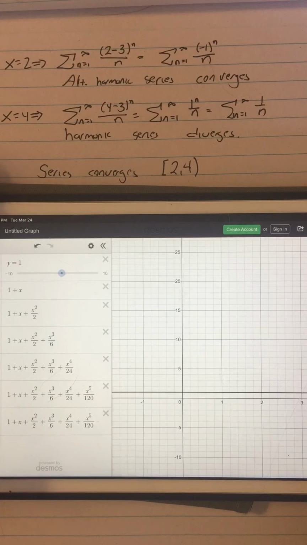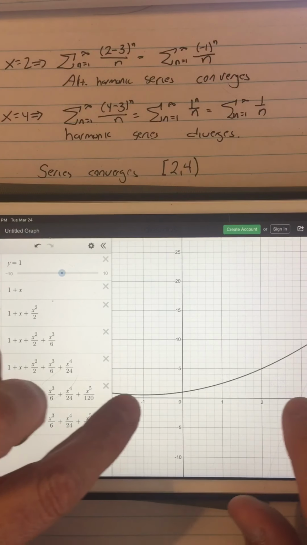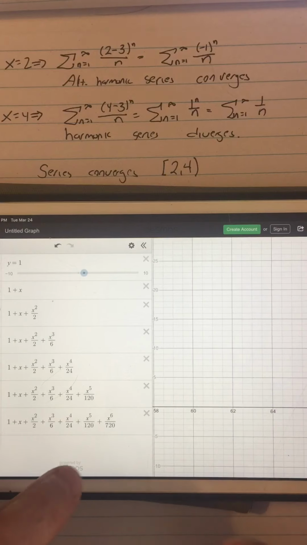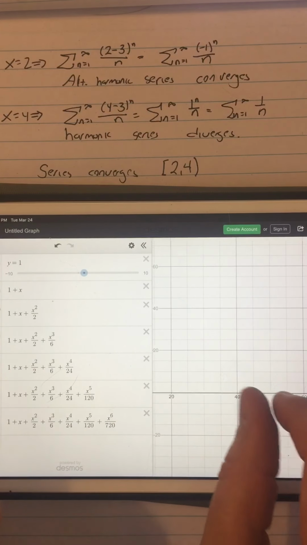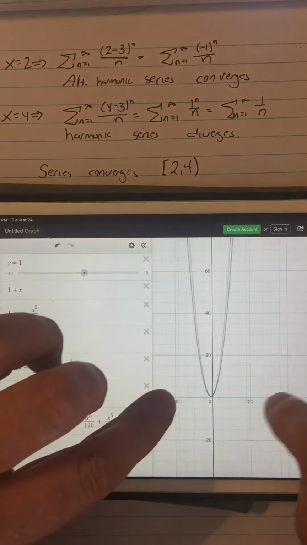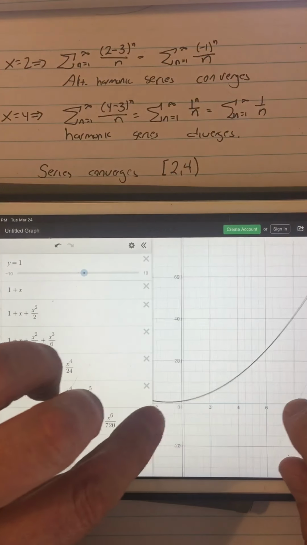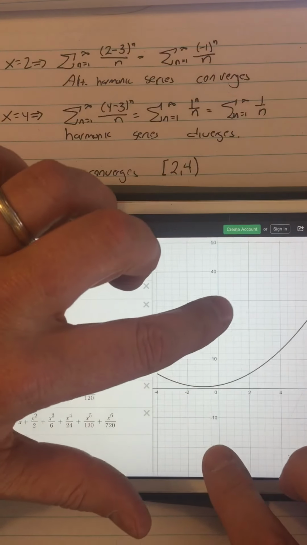If I just do y equals 1, I get a horizontal line. If I go to 2 terms of the series, I get 1 plus x. It looks like a diagonal line. I add in a third term, so I have a second degree polynomial. Looks sort of arch-like. Oh, that wasn't good. Where did we go? Oh, there we go. Okay. So yeah, it looks sort of arch-like.